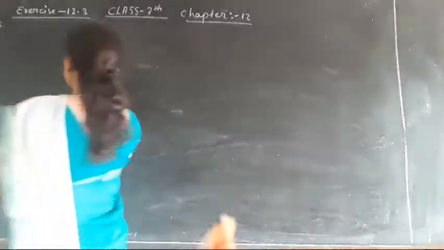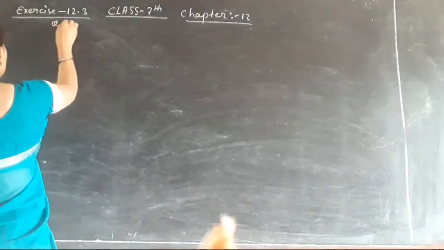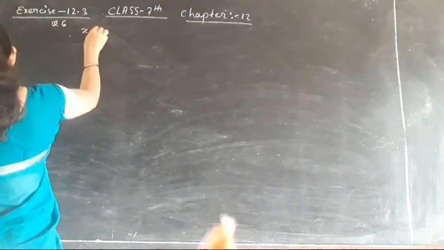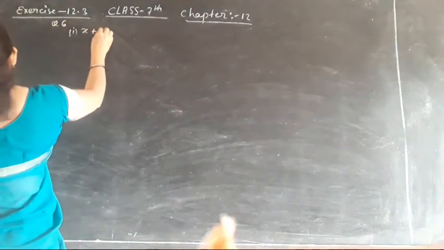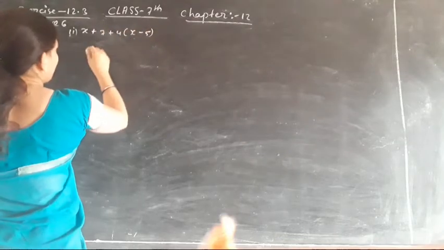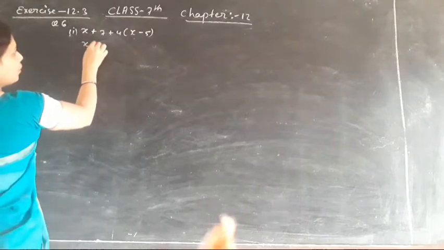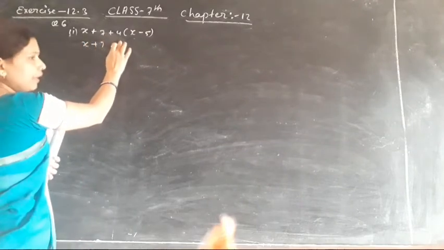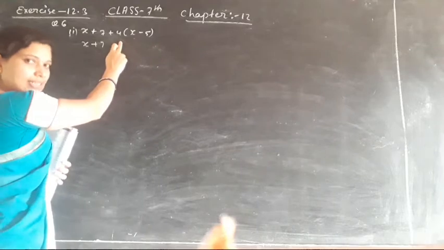आपको क्या करना है? Question number 6 में, a simple equation is given. This is the equation x plus 7 plus 4 into x minus 5. Okay, so first what you have to do is, you have to simplify. Simplify, then you have to substitute the value of x is equal to 2.